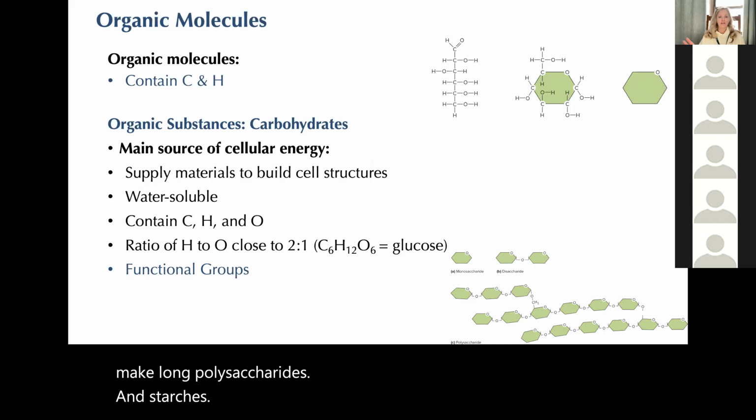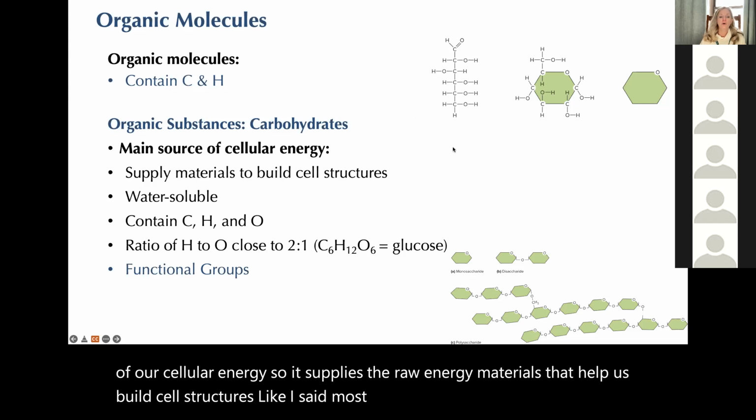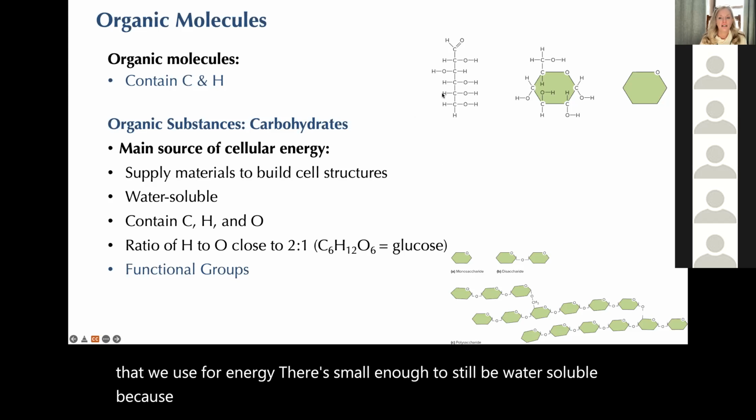Carbohydrates, carbon that's hydrated. These are the main sources of all of our cellular energy. They supply the raw energy materials that help us build cell structures. Like I said, most of these small carbohydrates that we use for energy are small enough to still be water soluble because they have lots of protons they can release and lots of hydroxyl ions.